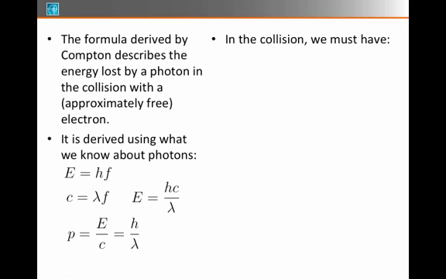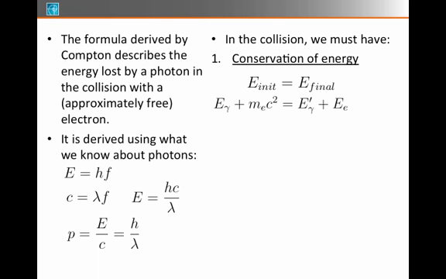And in the collision, Compton argued that we must have three things. First of all, we have to have conservation of energy. So if we have a photon coming in and striking a stationary electron, we have to have the initial energy equal the final energy. For the initial energy, we have just the energy of the photon, and we have the energy of the electron, which is at rest. So that's going to just be its mass. The final energy will equal the energy of the scattered photon, which may not be the same as the initial photon, plus the outgoing energy of the electron.